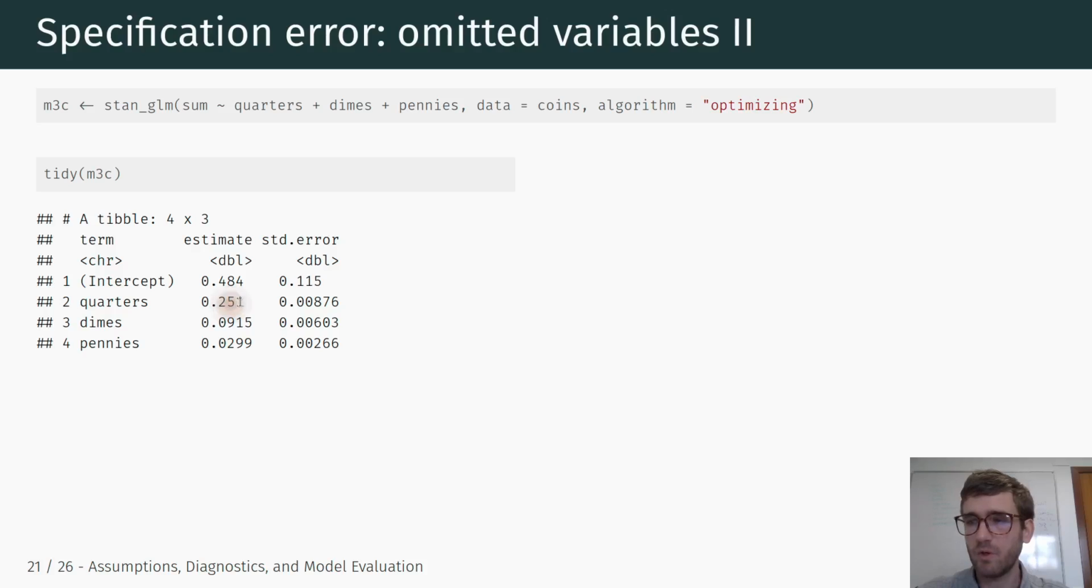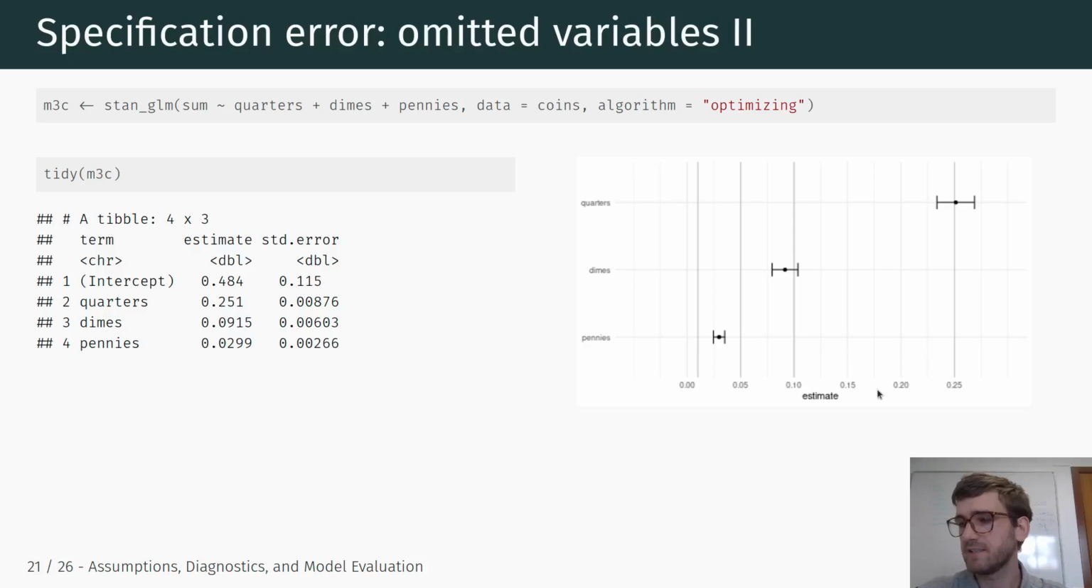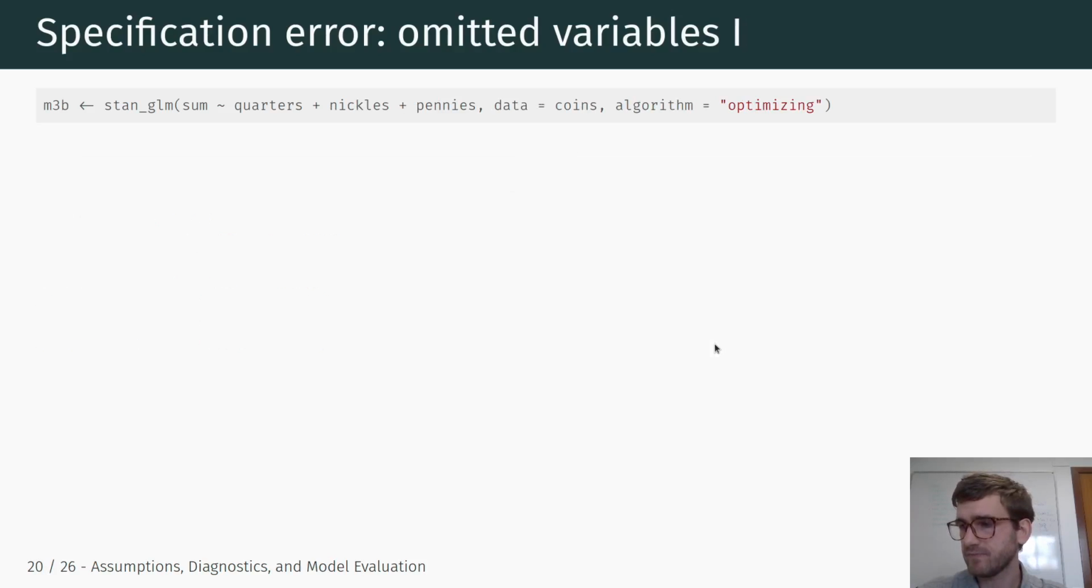Okay, we have our quarters that are still worth around 25 cents. We have our dimes that are still worth around 10 cents. But now all of a sudden, pennies are worth around 3 cents rather than 1 cent. So in other words, we're overestimating the value of pennies. Okay, so why is that the case?